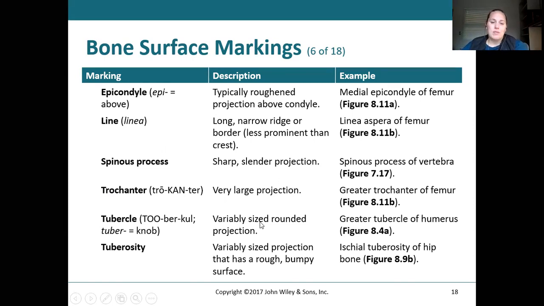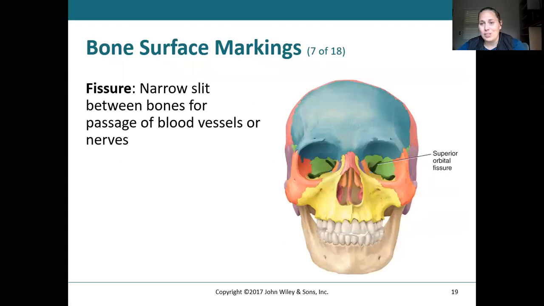A tubercle is a variable size rounded projection, so the greater tubercle of the humerus, and then the tuberosity is a variable size projection that has a rough, bumpy surface, and so the ischial tuberosity of the hip bone is an example of that. Okay, so we've worked our way through these bone surface markings. So let's actually look at some actual picture examples.